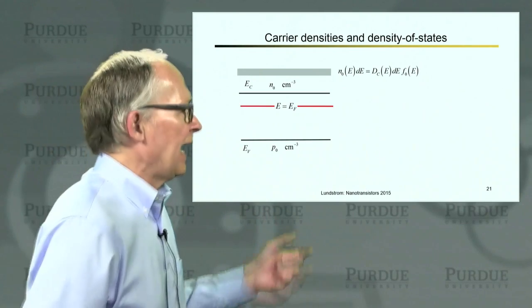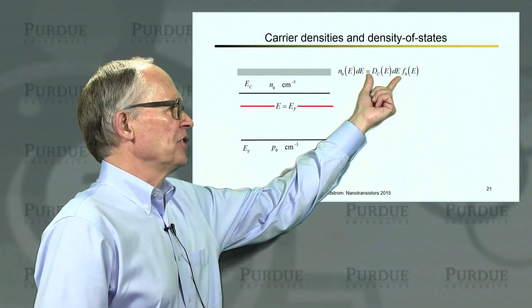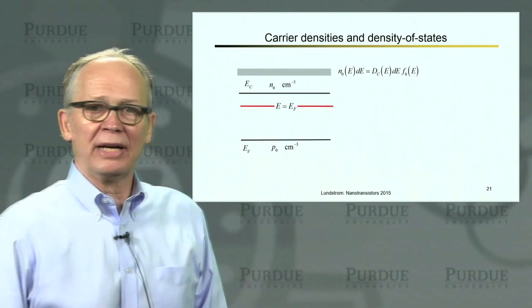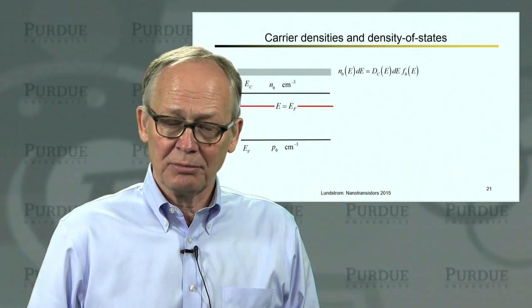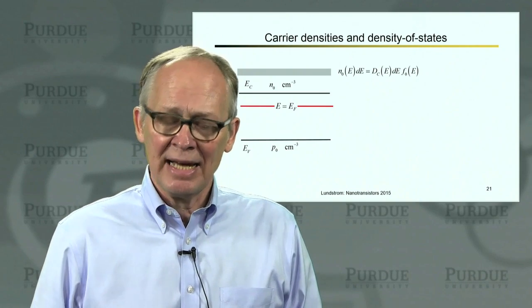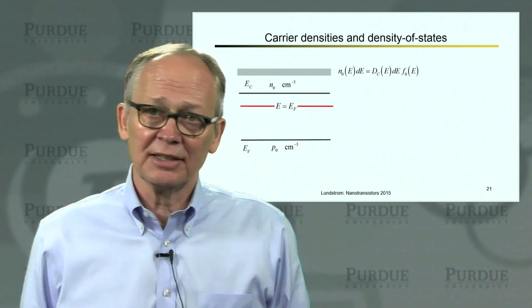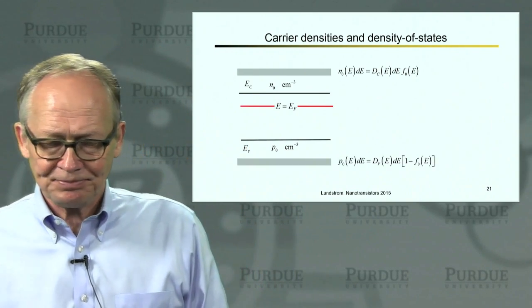So I have the number of states in that energy range, and then I simply multiply by the probability that those states are occupied. And that is given by the Fermi function, and it depends on where the energy is with respect to the Fermi energy.